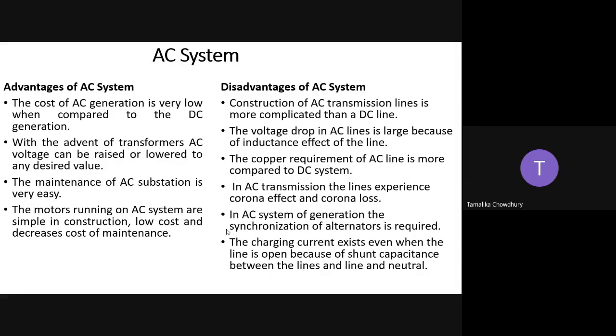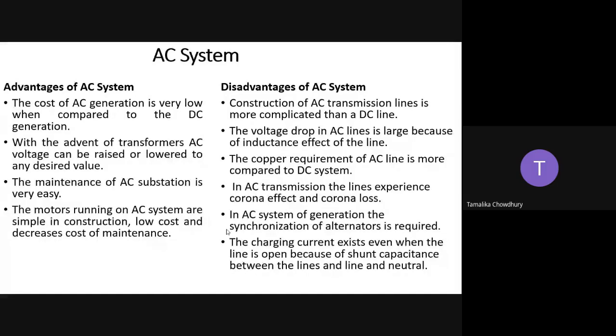Next is that the voltage drop in AC lines is large because of the inductance effect of the line. That means the voltage drop that we were just calculating is very high due to the presence of inductance. You see, in DC, we do not have the problems of inductance and capacitance. It is present in AC only. That is why the voltage drop becomes large in AC lines due to inductance.